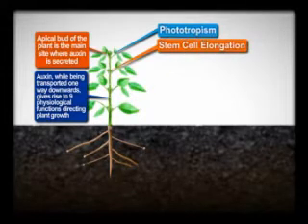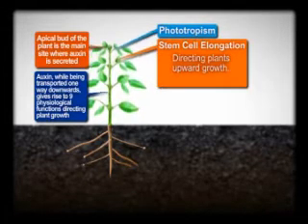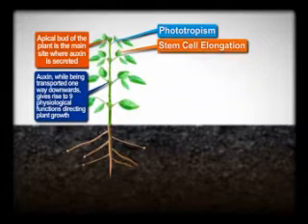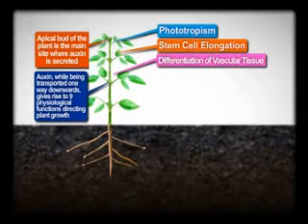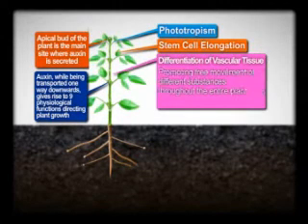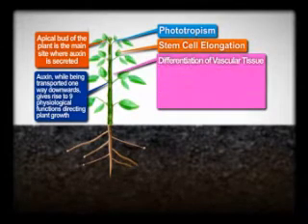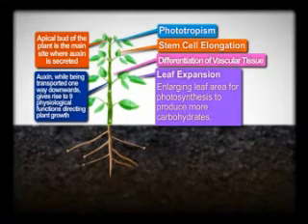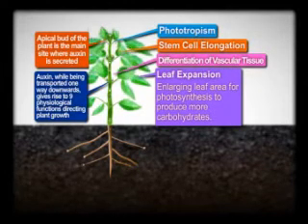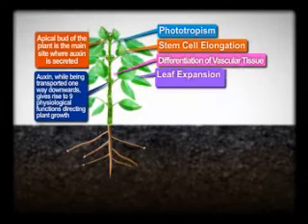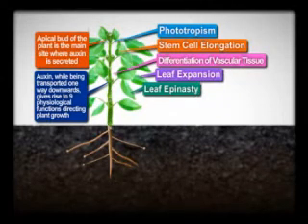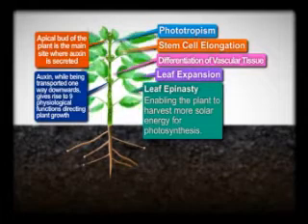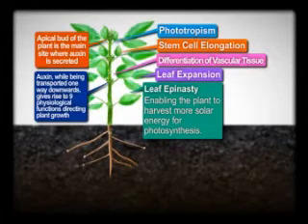Stem cell elongation, directing plants' upward growth. Differentiation of vascular tissue, promoting free movement of different substances throughout the entire plant. Leaf expansion, enlarging leaf area for photosynthesis to produce more carbohydrates. Leaf epinasty, enabling the plant to harvest more solar energy for photosynthesis.